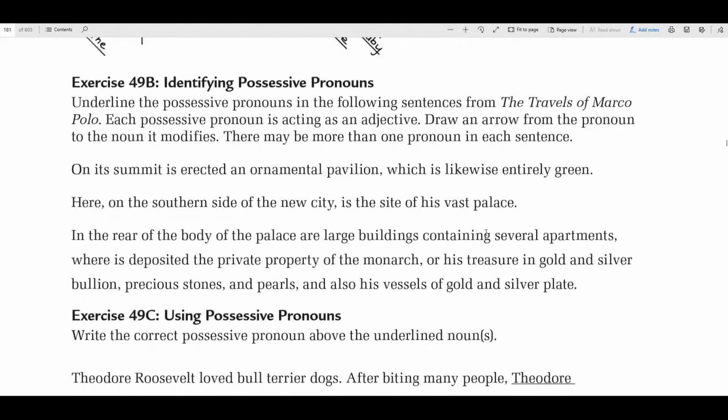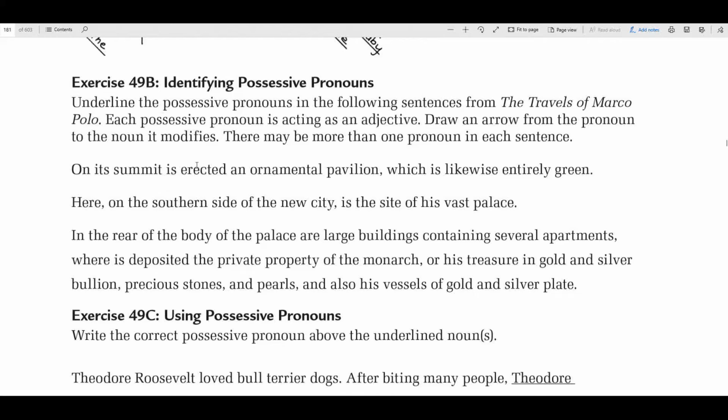Let's look at 49B. Underline the possessive pronouns in the following sentences from the Travels of Marco Polo. Each possessive pronoun is acting as an adjective. Draw an arrow from the pronoun to the noun it modifies. There may be more than one pronoun in each sentence. They always give you so many instructions. I have to read it like 4 times to know what to do. Underline the possessive pronouns. Each one is acting as an adjective, so we need to draw an arrow from the pronoun to the noun it's modifying. There may be more than one.